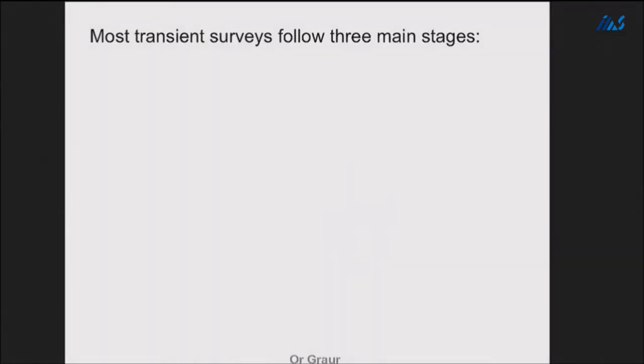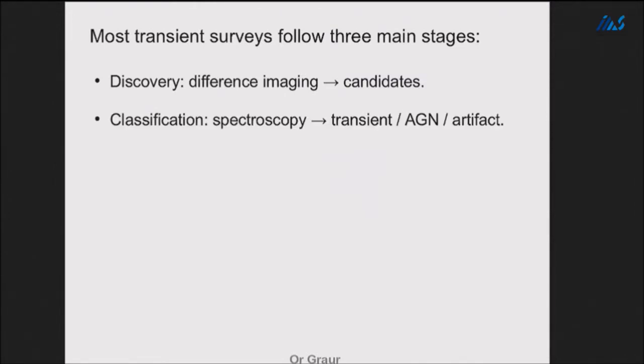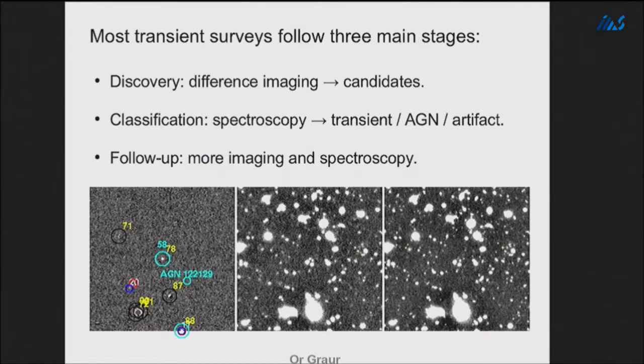So as Yair mentioned on Sunday during the school, most transient surveys today follow three main stages. We have an imaging survey, which we use for discovery, usually using difference imaging. And with this, we don't find supernovae or TDEs or anything at all. Really, we find candidates. We then go on and classify these candidates, usually using spectroscopy, together with more imaging in order to get the light curves. And if the object turns out to be interesting, we go on to stage 3, where we follow up with even more imaging and spectroscopy. This is efficient, but it's also very expensive. And it's not always the best way to go about it.